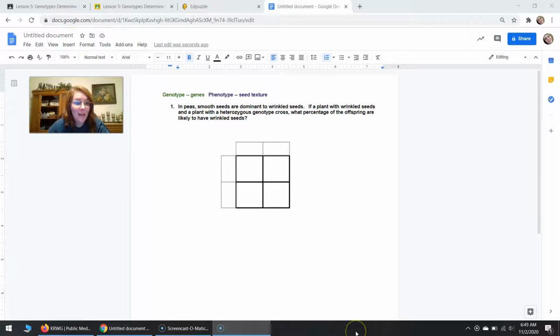Good morning, you guys. So I've been grading the assignments on the Punnett squares and how genotypes determine phenotypes. You guys have done a really good job of attempting to do this, even though it's kind of hard because you can't ask me questions. There are a few of you that are missing different parts of this process.